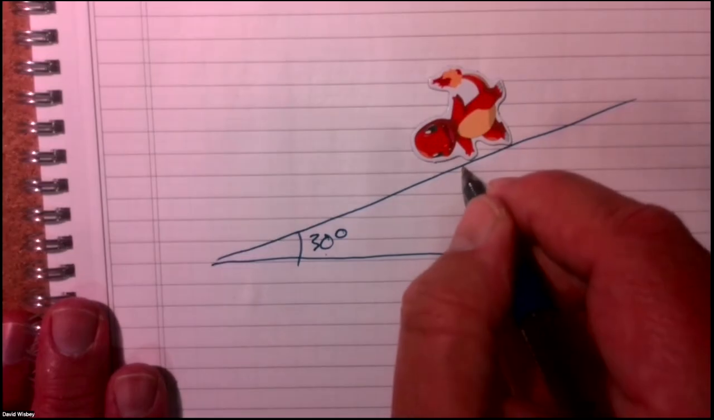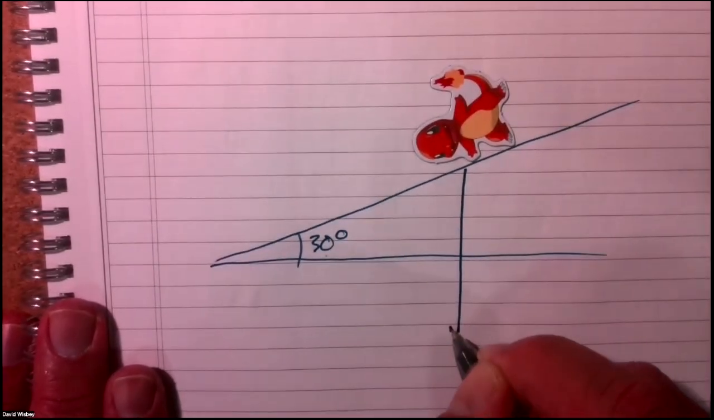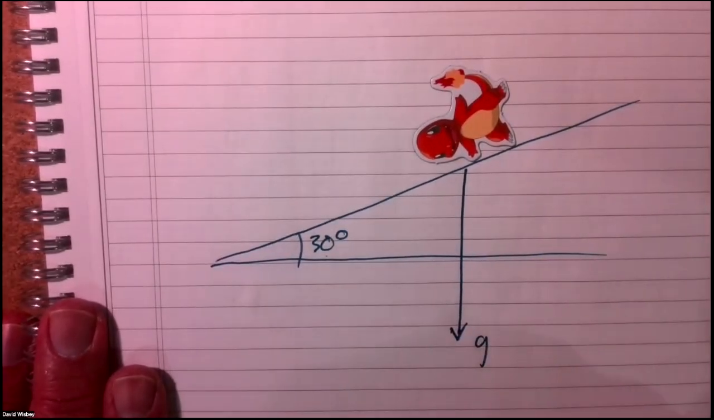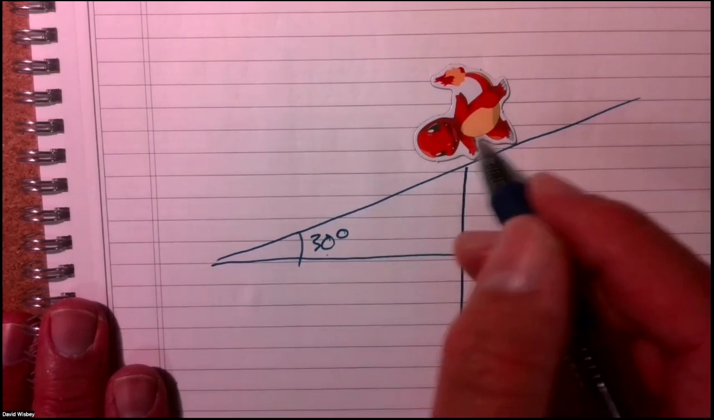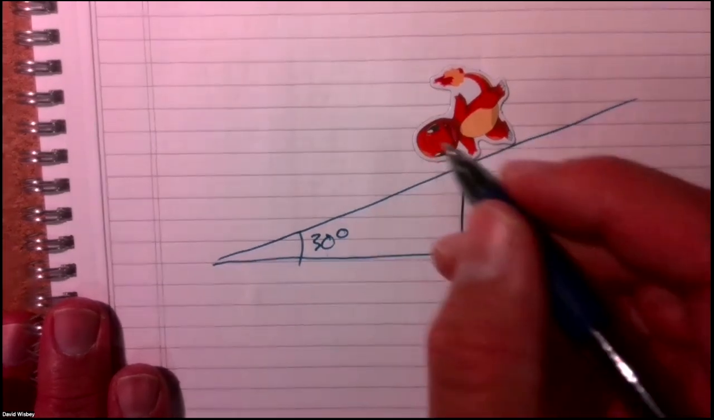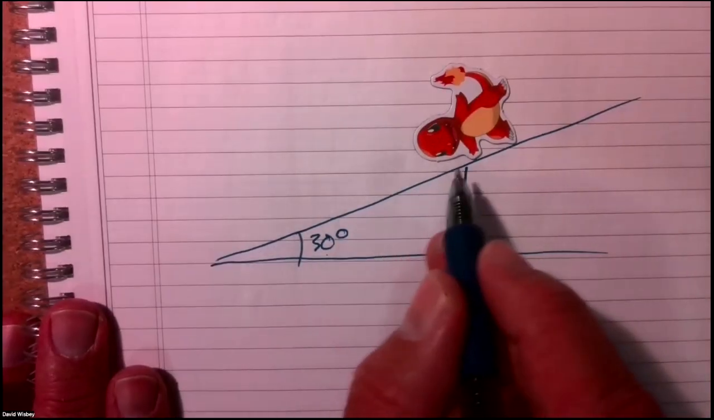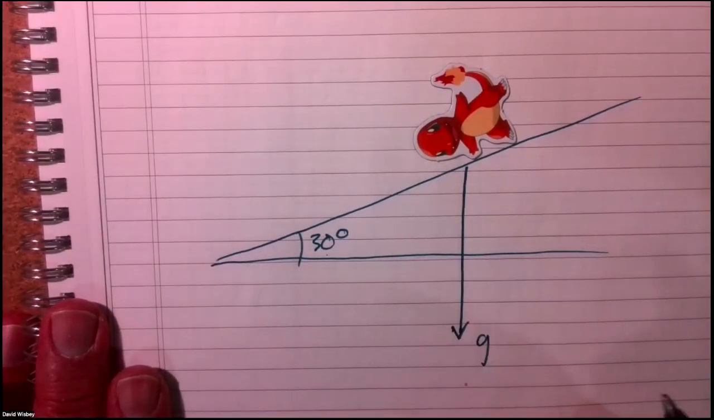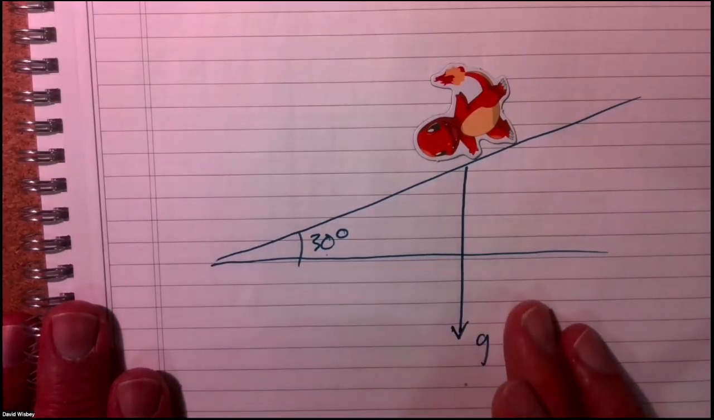Okay, we know that gravity is pulling Charmander down here. But he's not going to fall straight down, right? He doesn't fall at 9.81 meters per second squared. If this is a slight incline, he's going to accelerate much slower than that. So we need to find that component of acceleration.